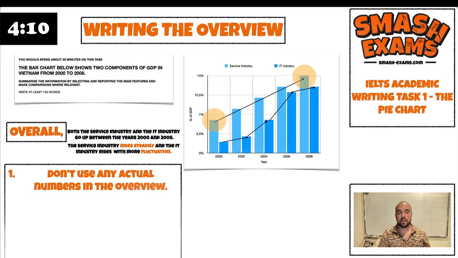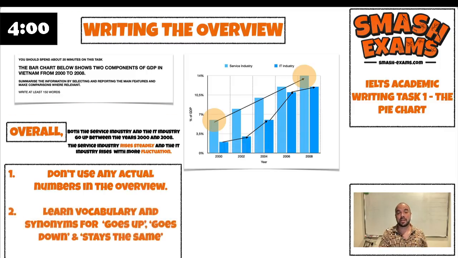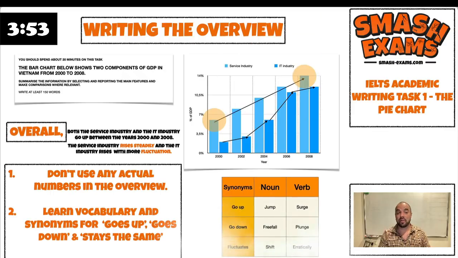Some extra tips for you: do not use any numbers in your general overview paragraph. Save those for the body paragraphs that we're going to go on to next. And secondly, learn as much vocabulary as you can for goes up, goes down, or stays the same. Here is a chart which has a few nouns and verbs that are good synonyms for go up and go down. So pause the video, have a look, and there are also a lot more in the workbook that's linked in the description below.